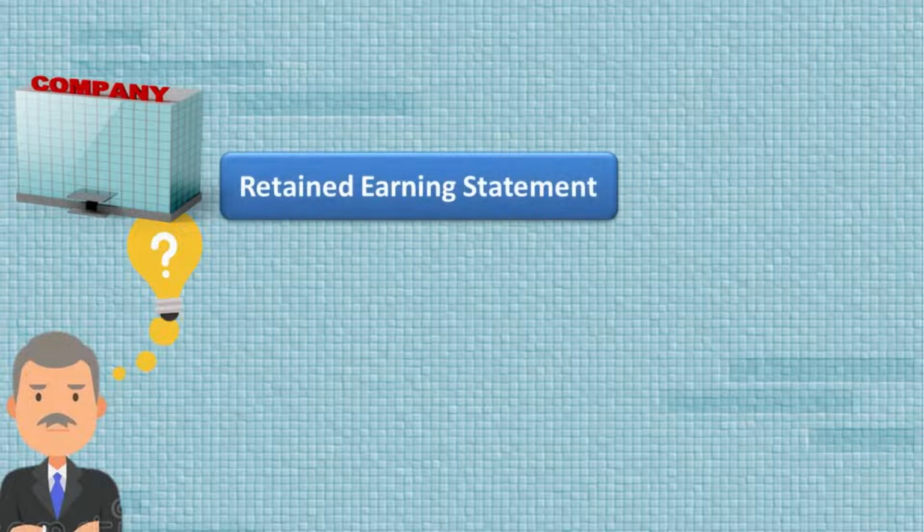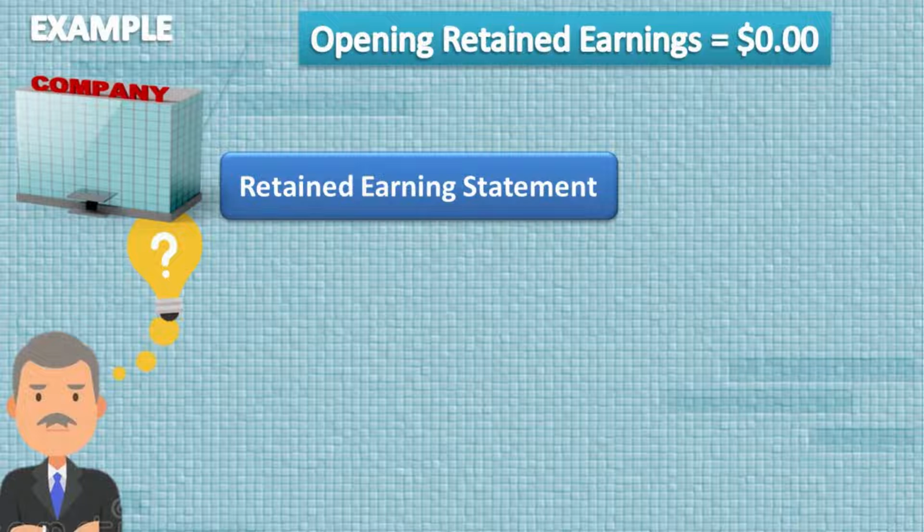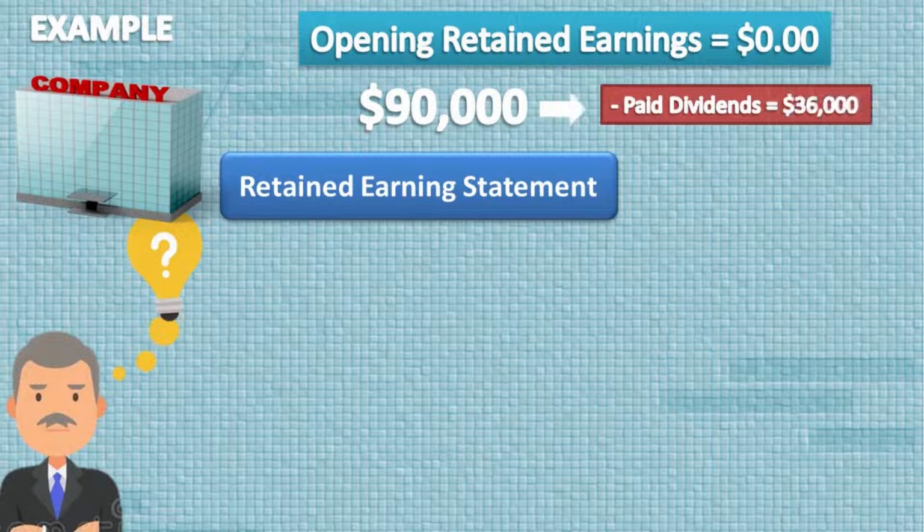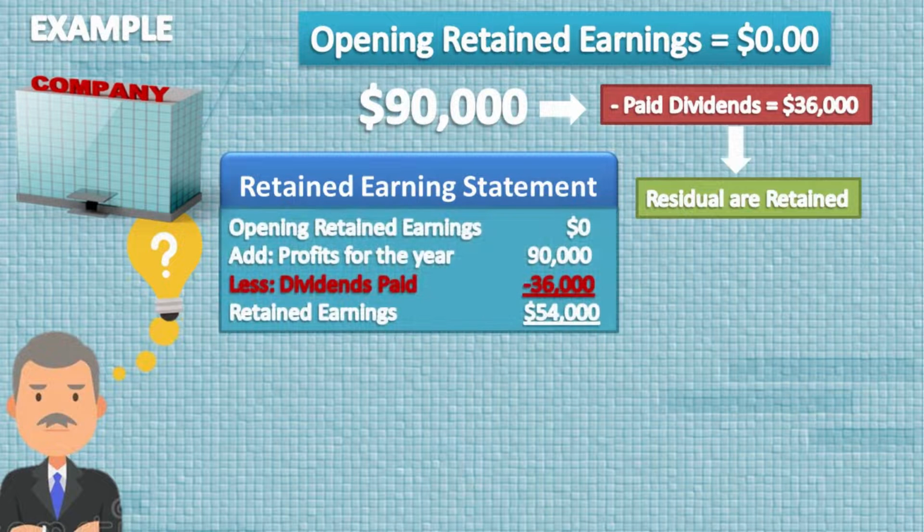To see this, there is a separate financial statement called Statement of Retained Earnings. For simplicity, the general format of Statement of Retained Earnings is as follows. Let's take an example to see how it is shown in financial statements. Assume a company has opening retained earnings balance of $0 since it was the first year of its operation. After 1 year, the company reported a profit of $90,000. Out of these profits it paid $36,000 as dividends. Hence the retained profits will be $54,000.